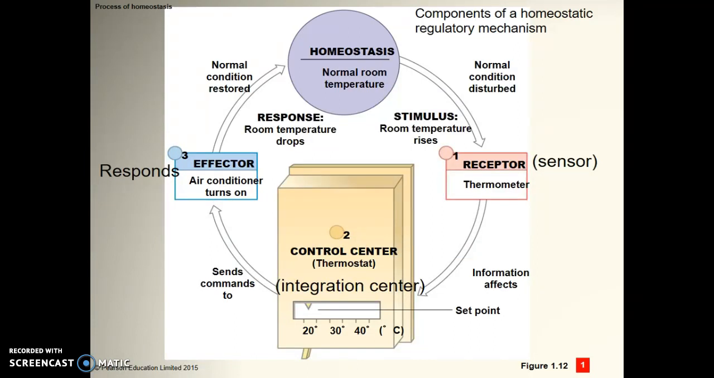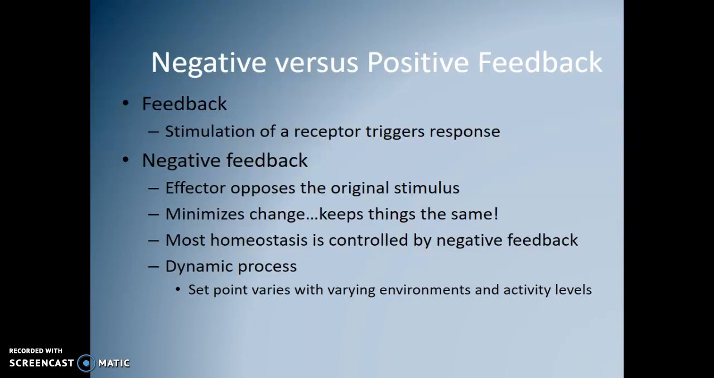So here we have the receptor, which is the thermometer or sensor. The information comes in that there's been some change. There's been a stimulus, which may be a feeling of heat or a feeling of cold. The thermostat is going to take in this information and send commands to the air conditioner to turn it on and cool the room down. This is maintaining homeostasis, and it's actually given a specific name.